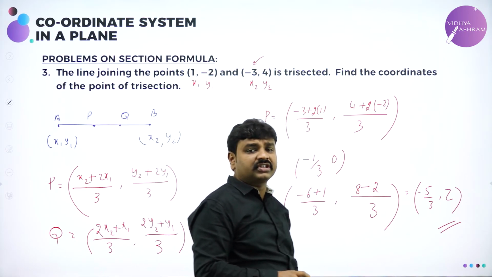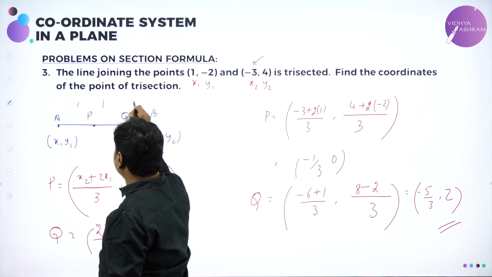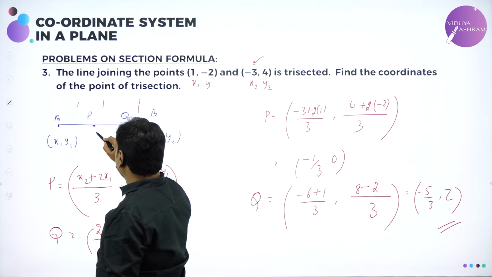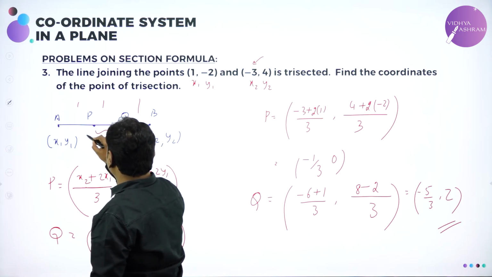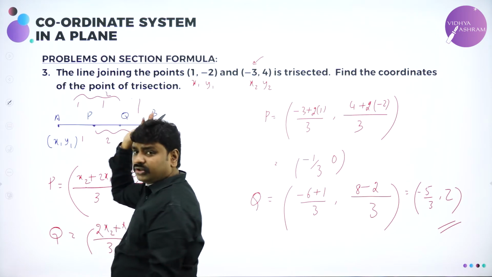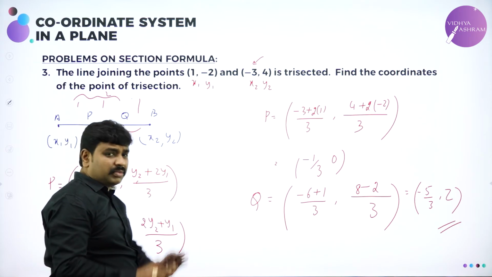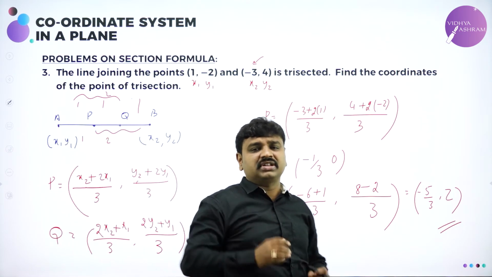Simple, points of trisection, 2 points. If I want to divide into 3 equal parts, for P the ratio will be 1 is to 2, and for Q the ratio will be 2 is to 1. Internal division you can take, like the long method I have done. The short method is, remember the formula. The formula is very simple. Trisection means by 3 will come.